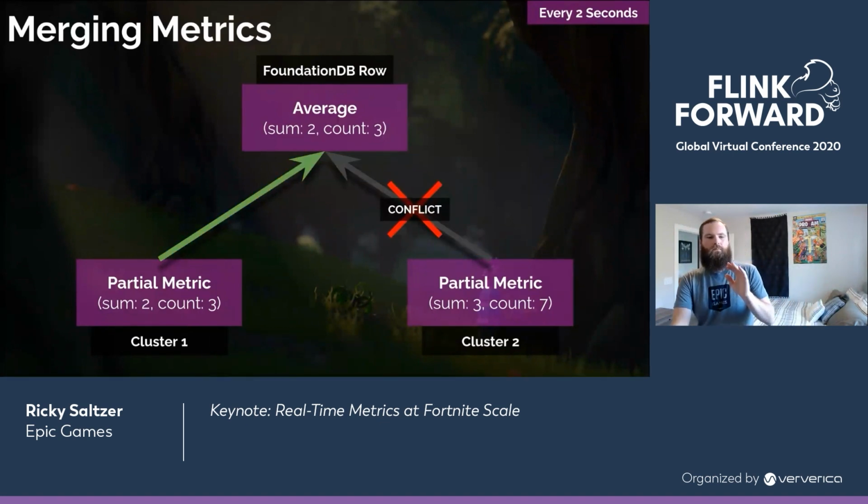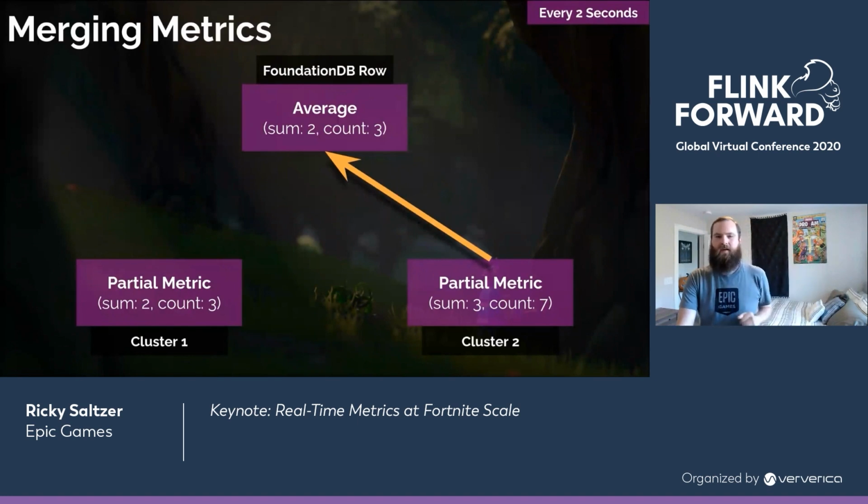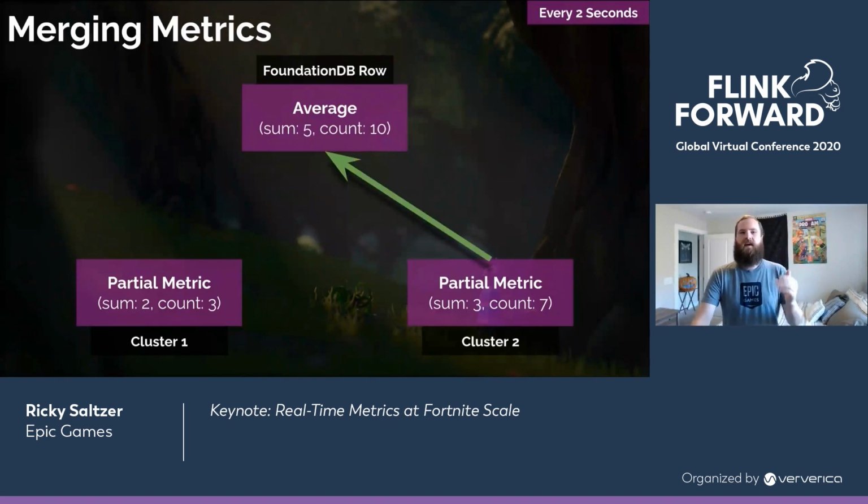So both of them are trying to write at the same time. Cluster 2 actually has a conflict. It says, hey, that row's been updated since I tried to perform the write. I'm going to need to go reread that row and try this aggregation over, or this persistence over again. So it goes to write again. This time it succeeds, and now we have a complete result. The sum is 5 and the count is 10. So this is happening every 2 seconds.